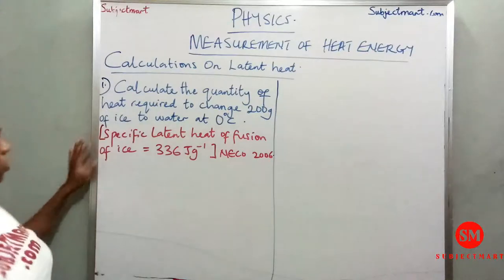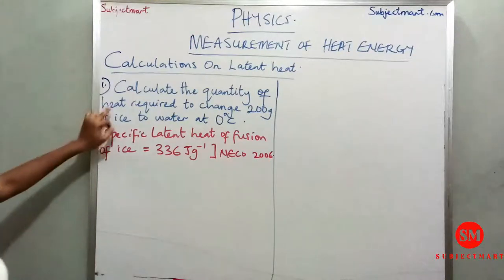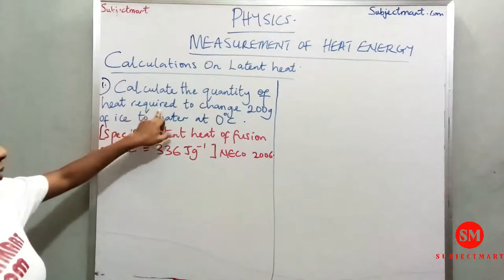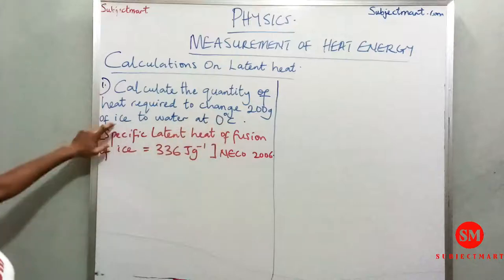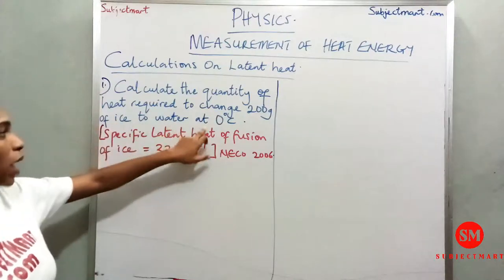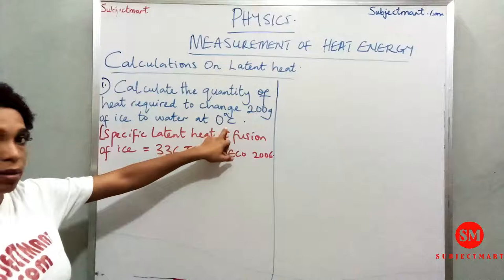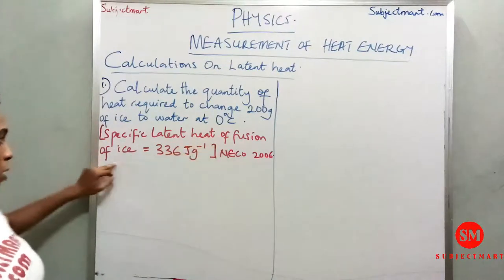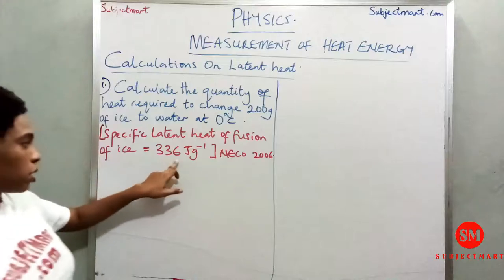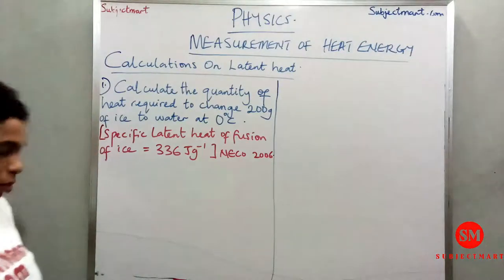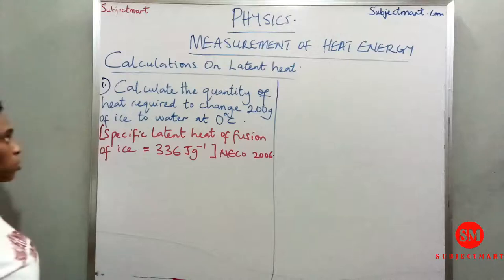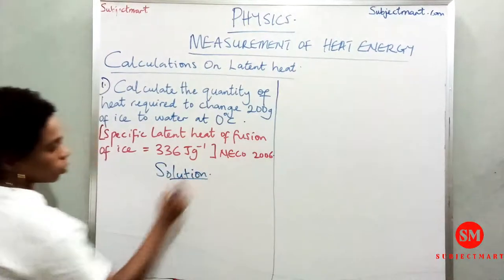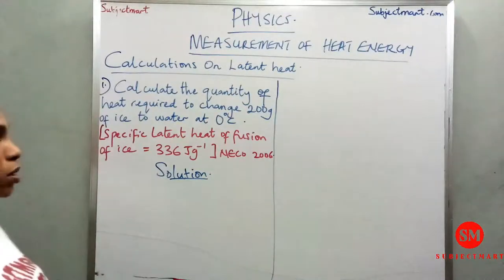The first example here says, calculate the quantity of heat energy required to change 200 grams of ice to water at 0°C. The specific latent heat of fusion of ice is equal to 336 joules per gram. Okay. So the first thing we need to do is to write out our parameters.